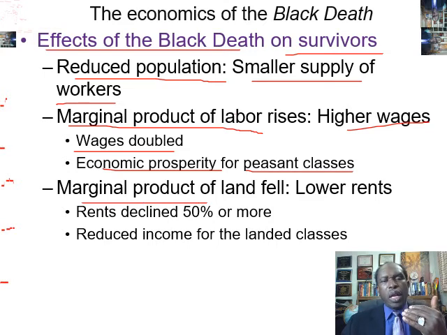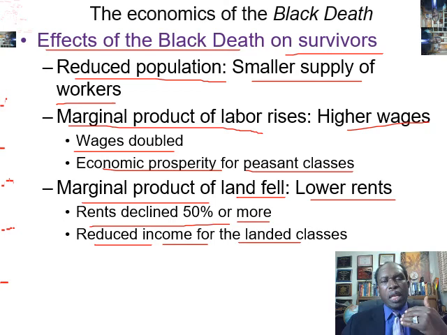So the marginal product of land will fall, meaning lower rent. Rent declined by 50% or more. So this reduces the income for the landed classes. Landlords lost income. The income went down in that sense. So you can see that there was a kind of trade-off between the supply of land and the supply of labor in that sense.